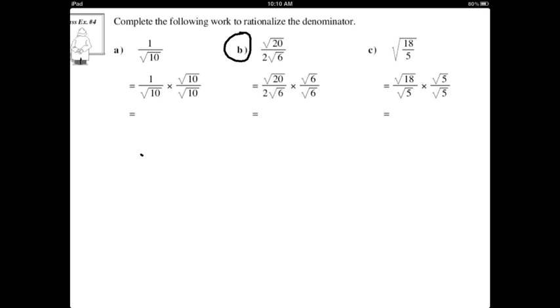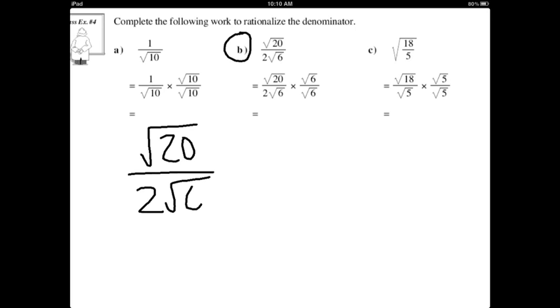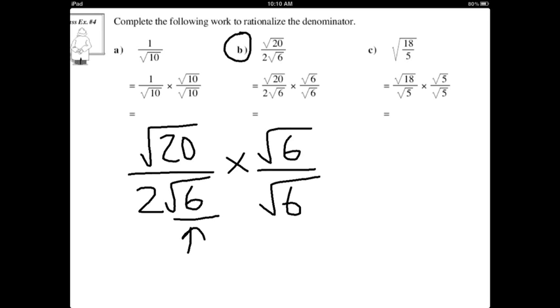In B, you have root 20 over 2 root 6. Now the key that we want to deal with right away is that root 6. We do not want that in our denominator. So you're going to multiply both the top and the bottom by root 6. Don't worry about the coefficient on the bottom. That's not the one we have to deal with. It's that root 6. So we have root 20 times root 6. That's going to be root 120.